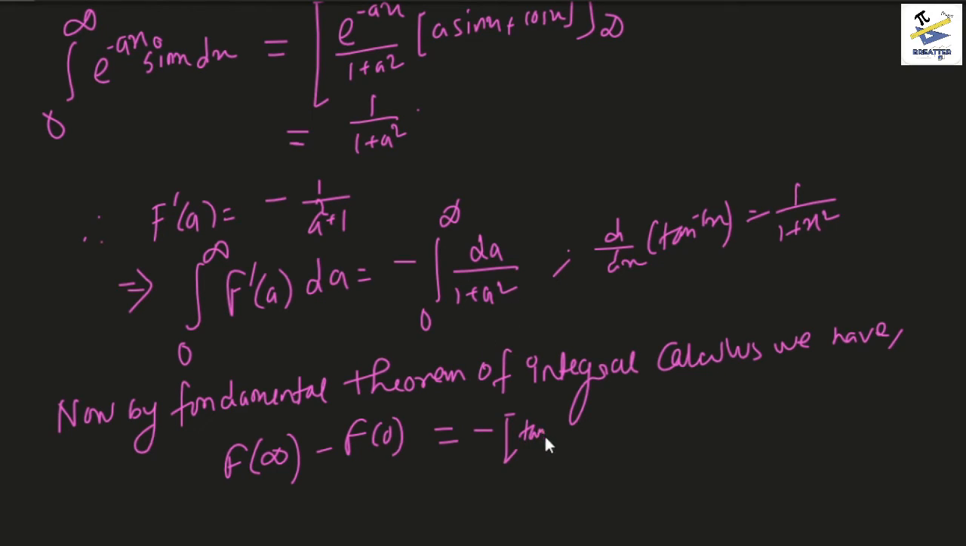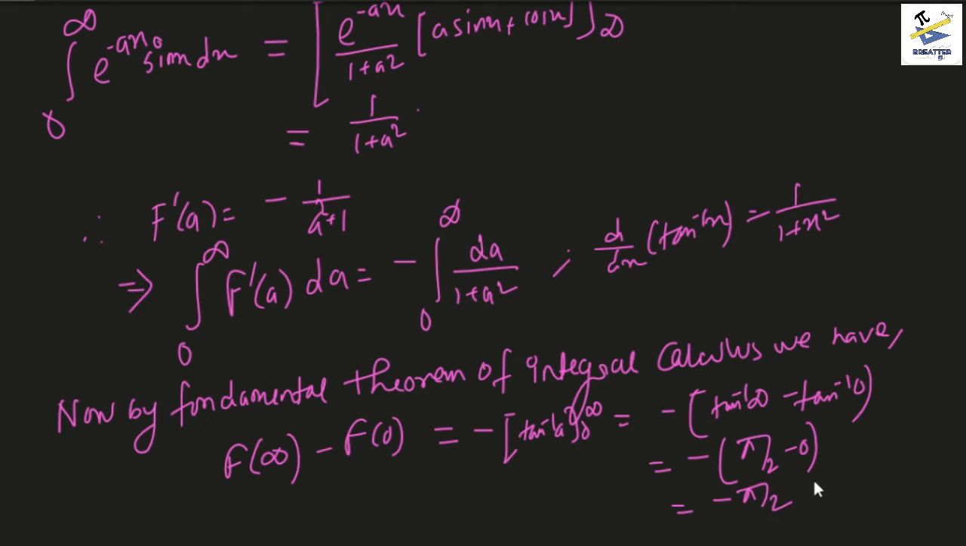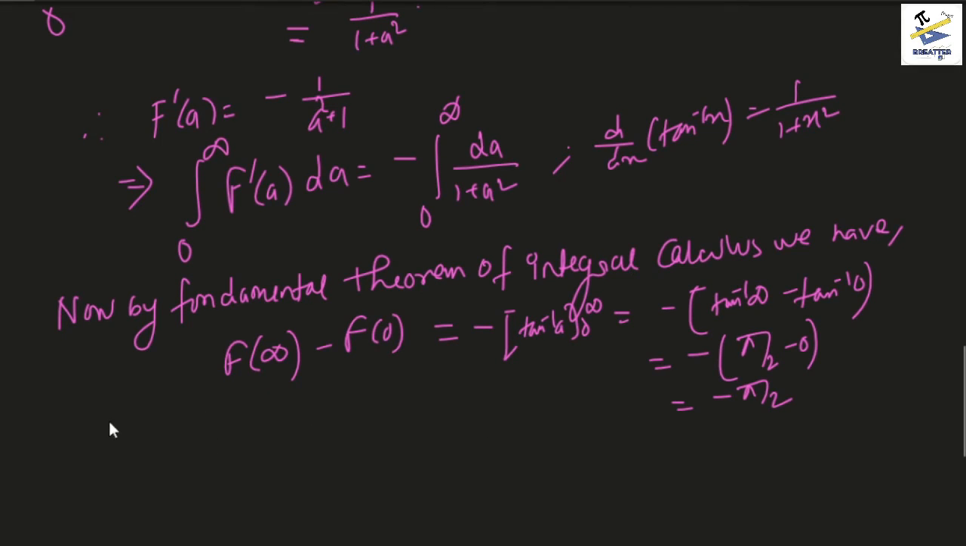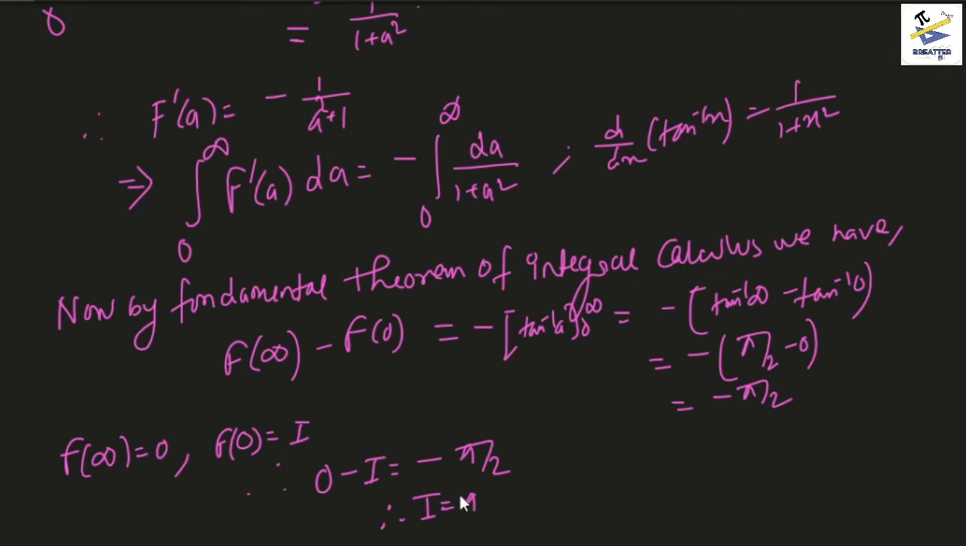So this would give you tan inverse of a from 0 to infinity, which would basically mean that tan inverse infinity minus tan inverse 0. Tan inverse infinity is pi by 2 and tan inverse 0 is 0, so it will give you minus pi by 2. And on the left hand side, we know from our previous findings that f of infinity is 0 and f of 0 is basically I. Therefore 0 minus I will be minus pi by 2, or therefore I would be pi by 2, which is our answer, because I was our desired integral.